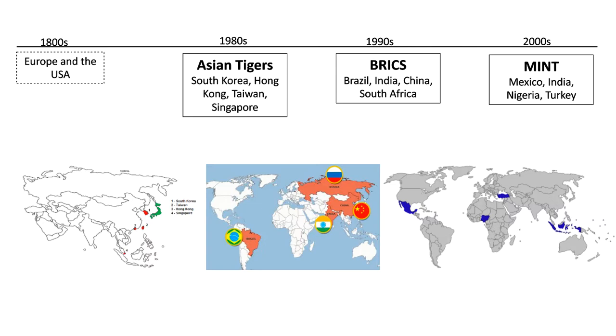Then we see in the 1980s the Asian tigers emerging as NEEs. They're shown on the map on the left: South Korea, Hong Kong, Taiwan and Singapore. And they developed much, much faster than Europe had. And then in the 1990s we start to see the emergence of the BRICS as NEEs. That's Brazil, India, China and Russia. And again, they also developed much quicker than Europe did. Then in the 2000s, we see Mexico, Indonesia, Nigeria and Turkey emerging as NEEs. And yet again, they developed a lot quicker than Europe, even though they started developing a lot later.